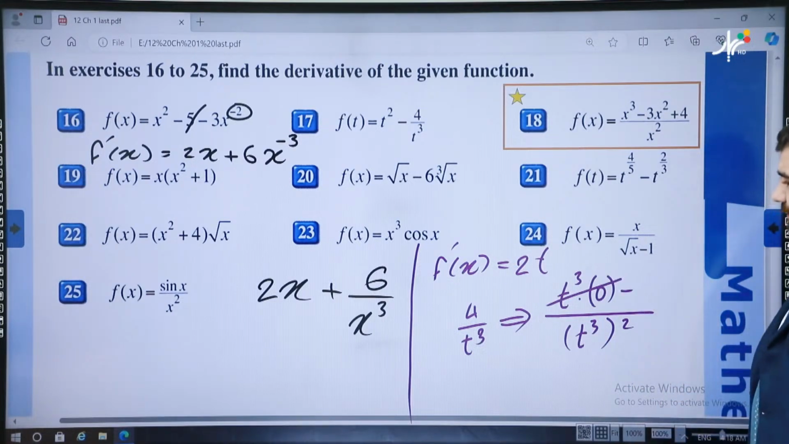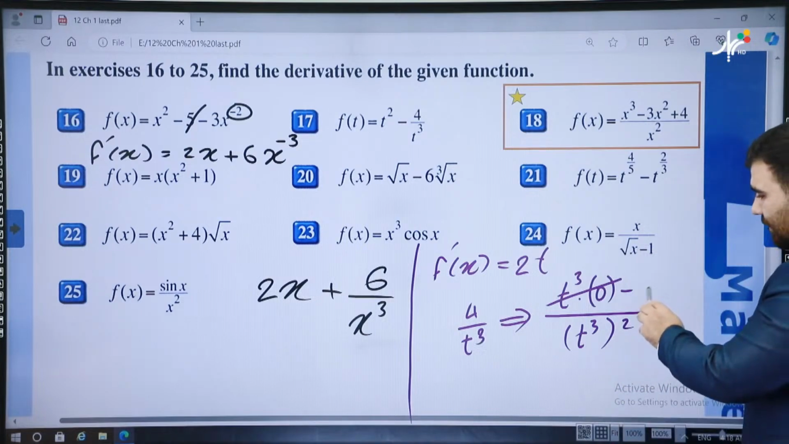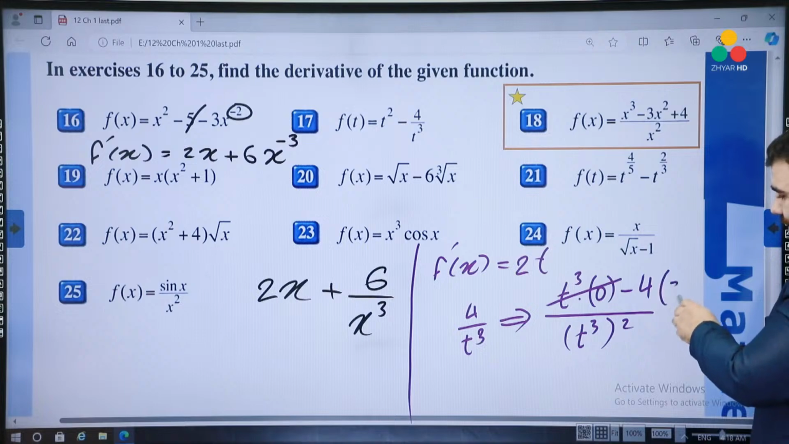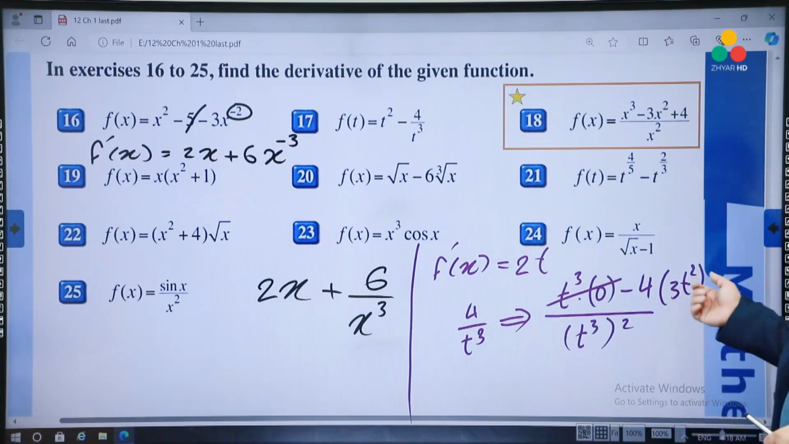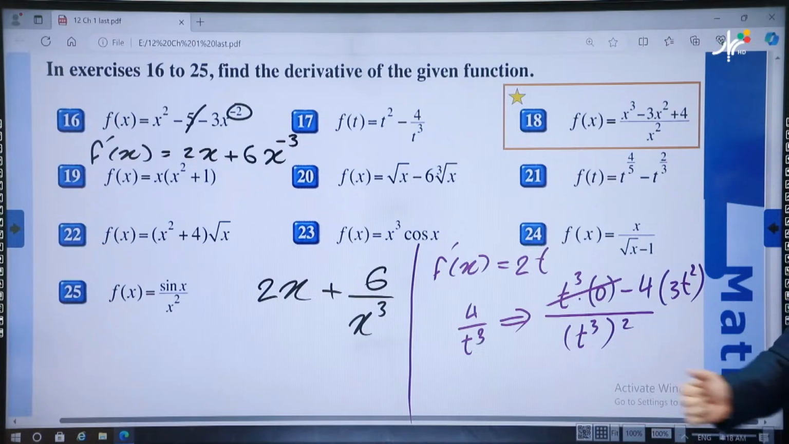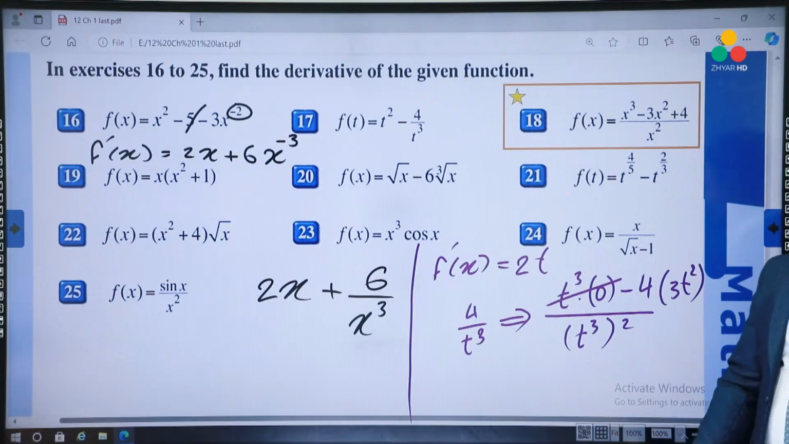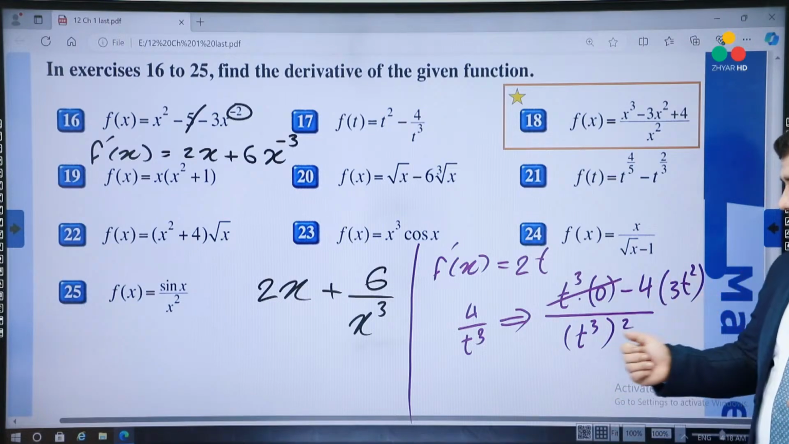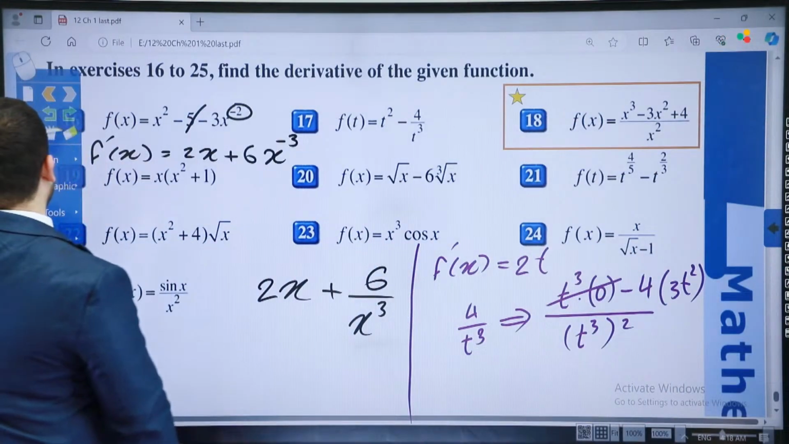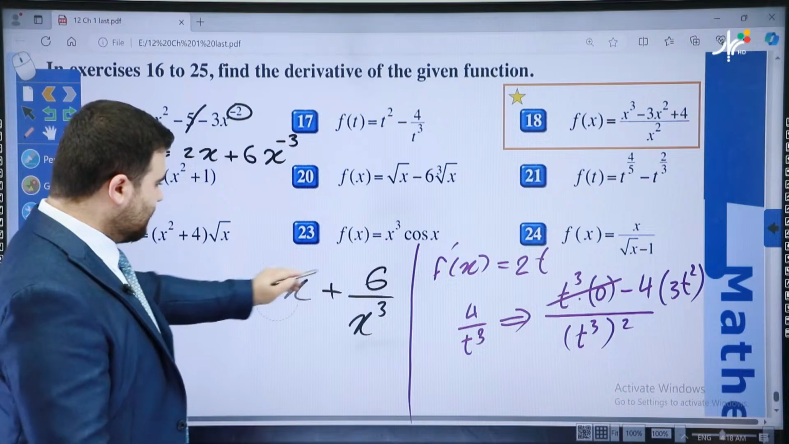Minus, this time I write second, which is 4, times the derivative of down, which is 3t squared. Now, I have negative 4 times 3t squared, which is negative 12t squared. And this will be t power 6. If a term has two different powers, we should multiply the two powers. So down will be t power 6. Let's complete the simplification here so you can see all the steps together.